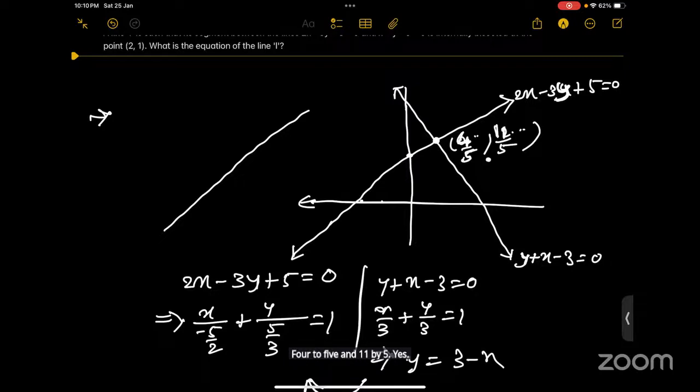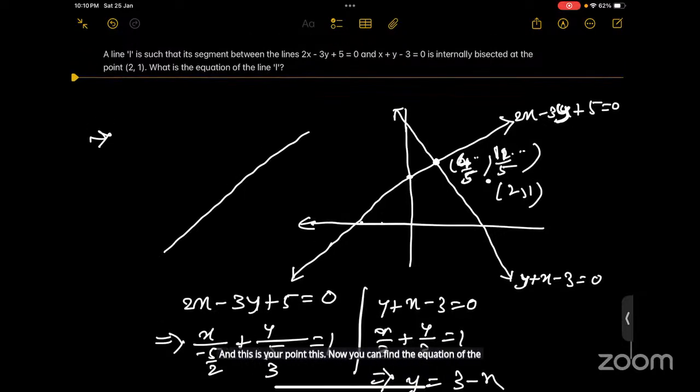Now you have all the data, right? This is your point 4/5, 11/5, and this is your other point. Now you can find the equation of the line using these two points, right?